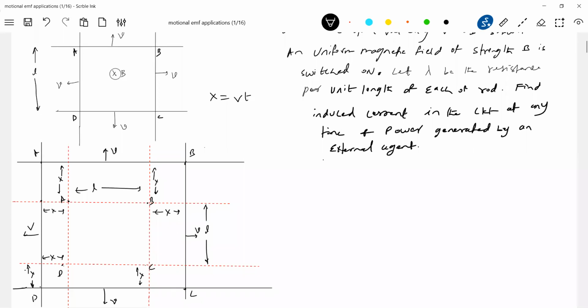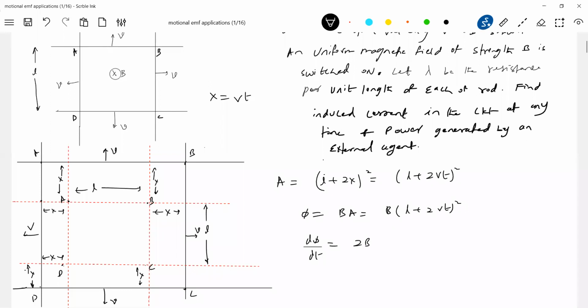x equals Vt. So the new area at any time will be L plus 2x whole square. So this will be L plus 2Vt whole square. So what is the flux linking the loop? B into A, as a uniform magnitude is there. So we got the flux. Now differentiate this, d phi by dt, 2B (L plus 2Vt) times 2V.